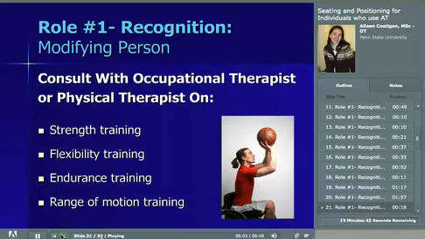Occasionally, changes can be made to the person themselves through exercises and training for strength, flexibility, endurance, and range of motion. Assistive technology team members should always consult with an occupational or physical therapist on these.